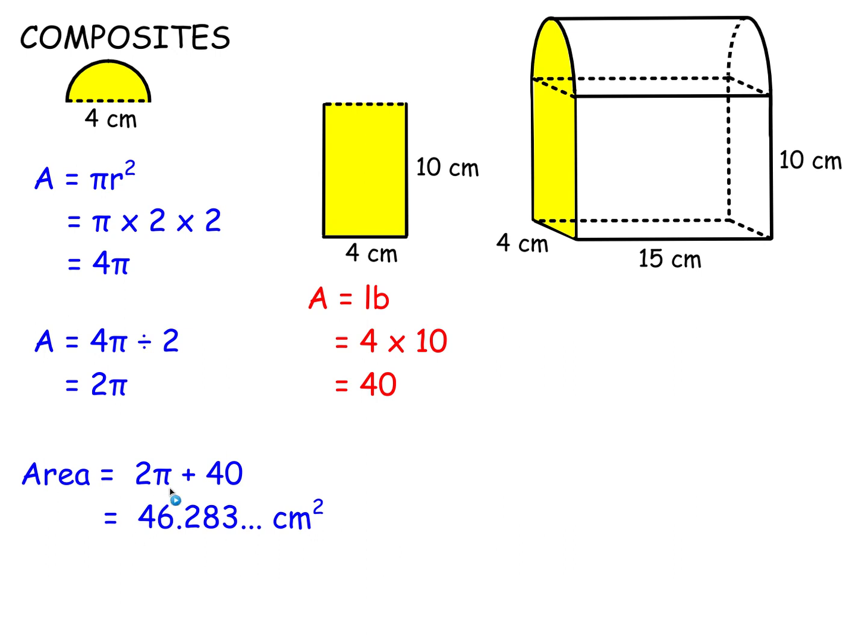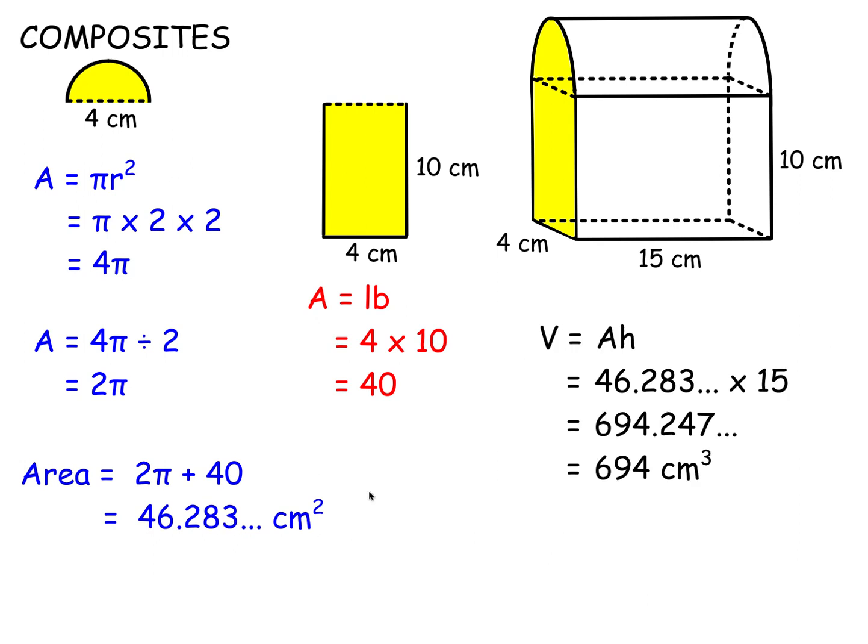In the calculator that'll come out 46.283 and so on if we replaced it. Use that unrounded figure. The depth of the prism is 15, so that's the h in the V equals AH. And you simply follow that through, rounding it off, 3 significant figures, 694 cubic centimetres. So prisms, there's an end face, and that shape continues all the way through the prism, and the main calculations are calculate the area.